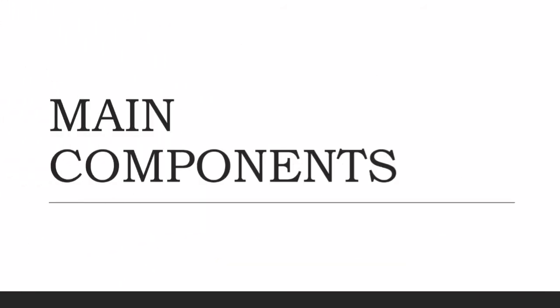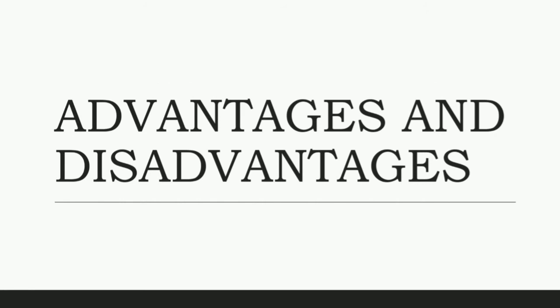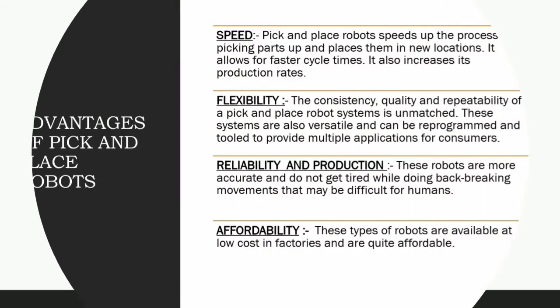Hence, after knowing what exactly is a pick and place robot and how exactly they are used in society, let us learn about its main components. The main components in a pick and place robot are the arms, also known as the manipulator, the drive mechanism, the end effector, the controller, and the base.